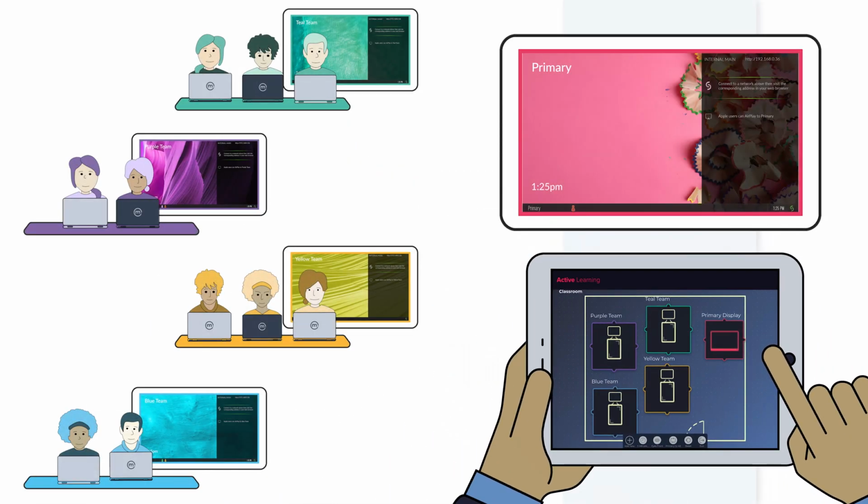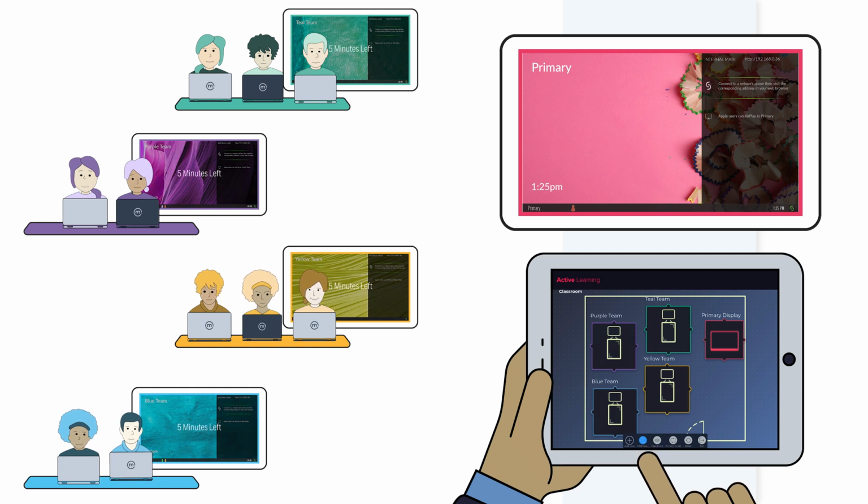Once created, the custom message and corresponding icon will appear at the bottom of the screen for easy access. To broadcast the message to all displays, click the message icon, which will turn blue to indicate it is being broadcast. To stop the broadcast, click the message icon again.